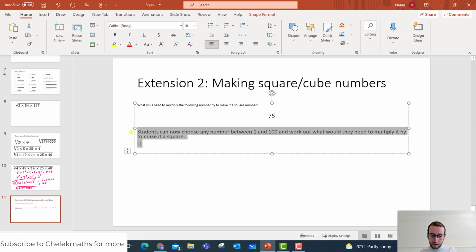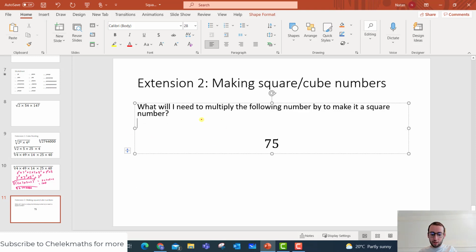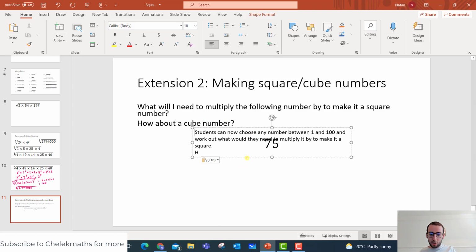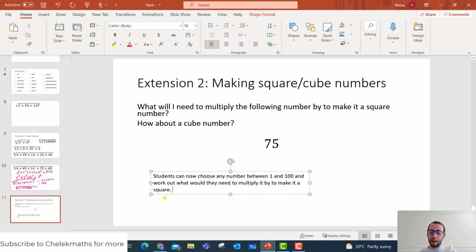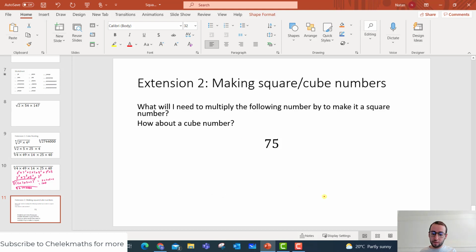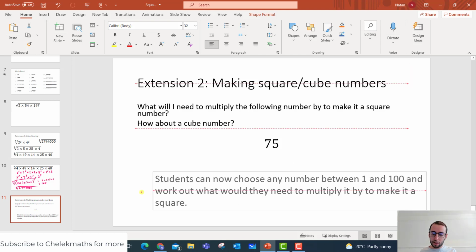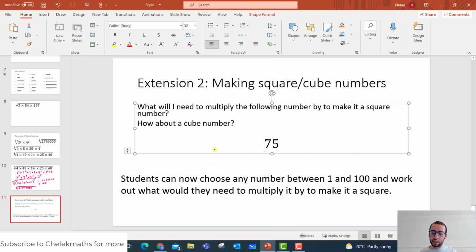In fact, let's separate these two out. How about a cube number? What's nice about this is you can talk about how cube numbers have to have multiples of 3 as their powers. They're two really, really nice extensions.